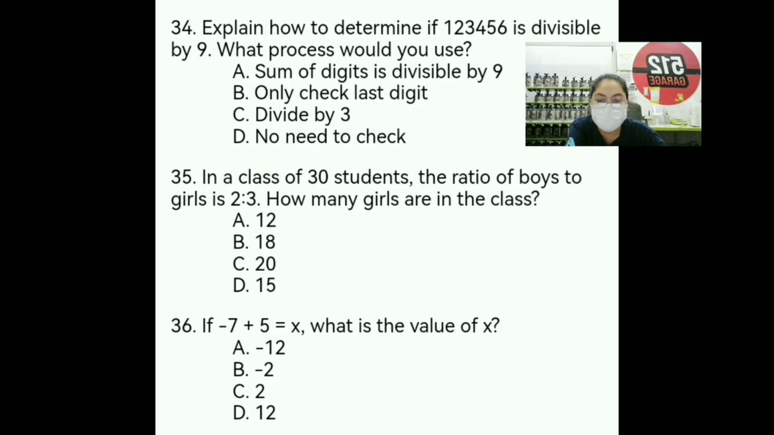The third step, let's calculate the number of girls. Since the ratio of girls is 3 parts, the number of girls equals 3 times 6 equals 18. So the answer to this one is 18, letter B.